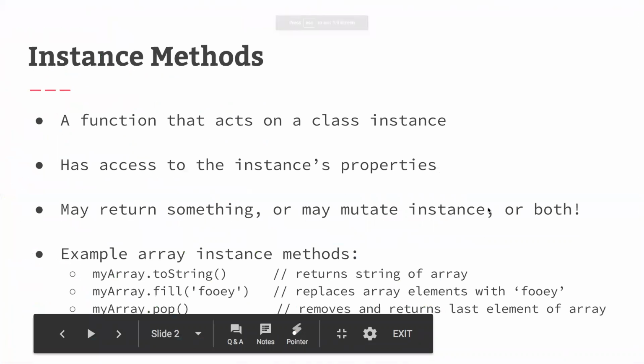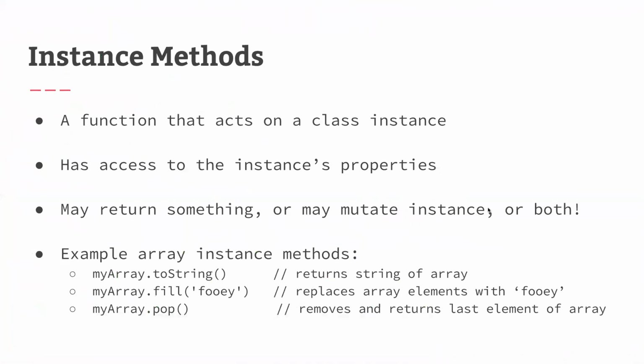So toString returns a string of the array. .fill replaces all array elements with whatever they are. And .pop removes the last element and returns it. Right, so this one doesn't mutate the array, just returns something. This one mutates the array. I'm not sure if it returns anything. And this one both mutates the array and returns something. Okay, instance methods.